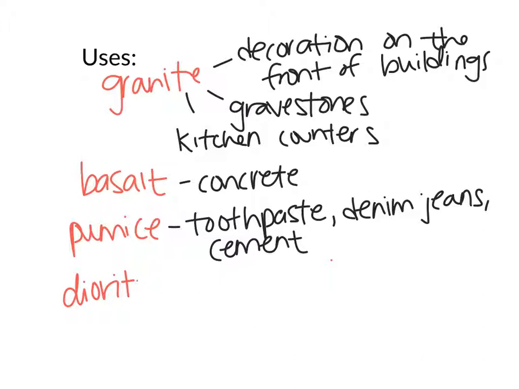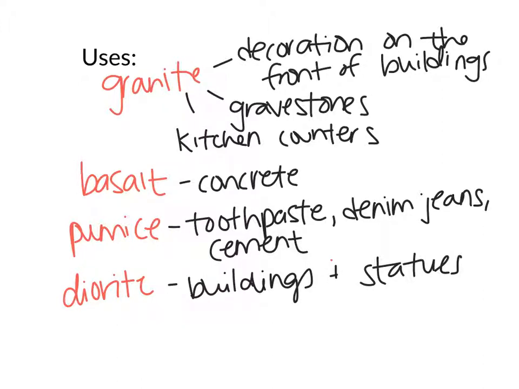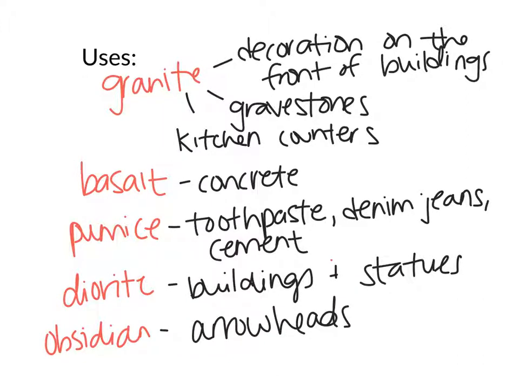Diorite can be used for buildings and statues. And obsidian, that really pretty black rock, or the snowflake obsidian one that we saw, is actually used for arrowheads.